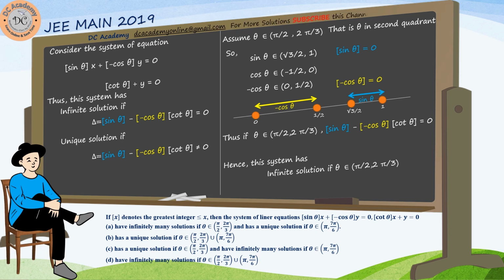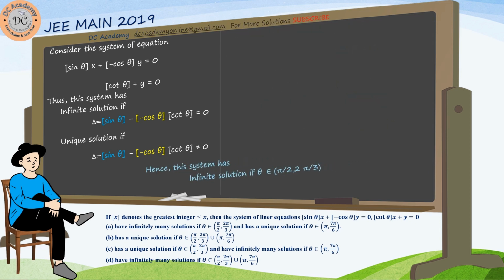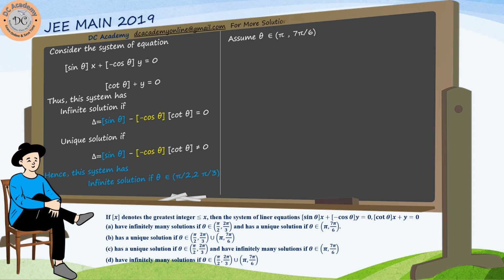So that's it. Now we have to test the second interval. Let's go ahead. If we consider the second interval, notice that it's pi to 7 pi by 6. That means pi plus pi by 6, that means 180 degrees plus 30 degrees, so 180 to 210. So therefore it lies in the third quadrant. In the third quadrant, tan and cot are positive and everything else is negative.